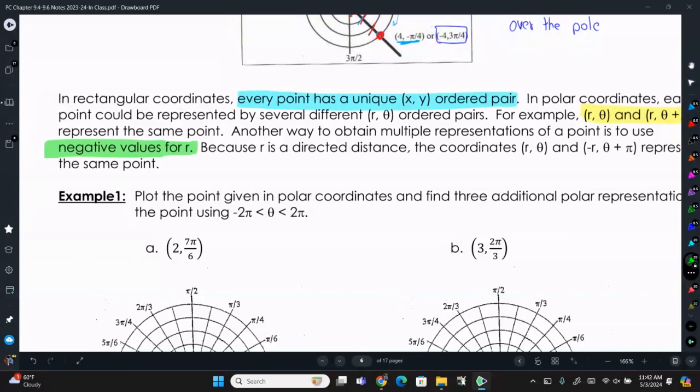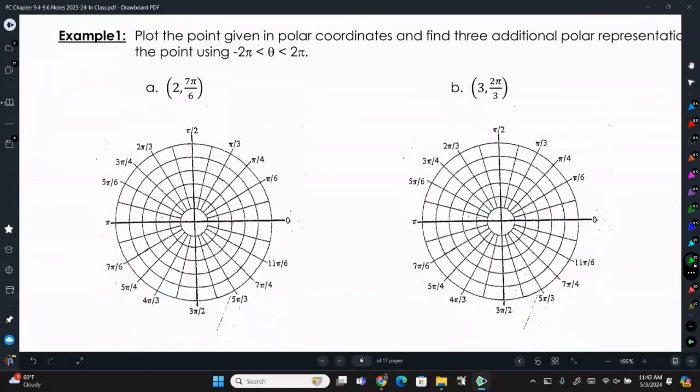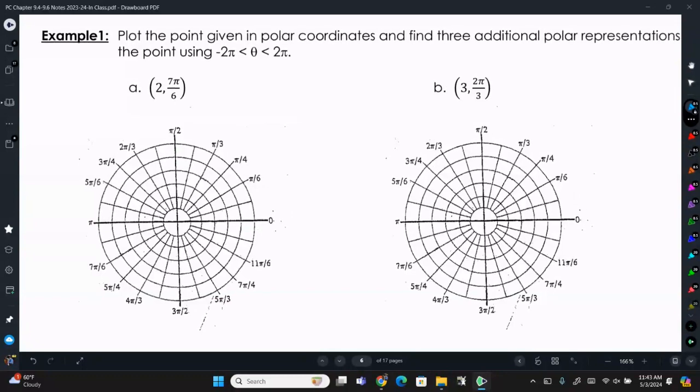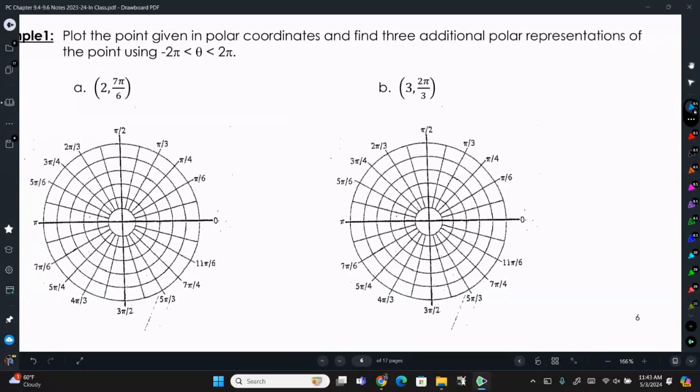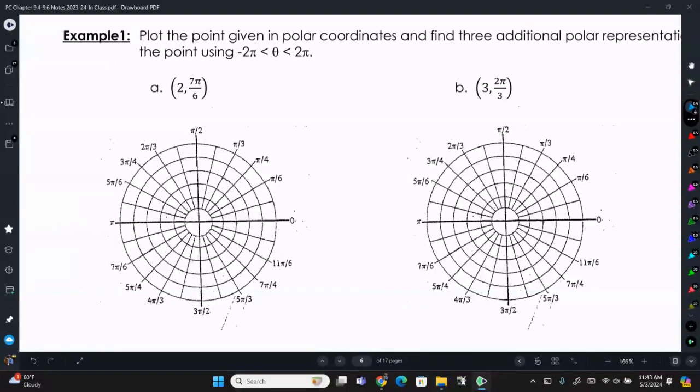So let's look at some examples here. We're given one polar coordinate. We're going to plot it and then find 3 additional polar representations. So 2 comma 7 pi over 6. So we're going to rotate 7 pi over 6, which is right here, and then we're going to go out 2 units from the pole. So 1, 2. This is where that would be. So now we've got to figure out additional points that give us that same ending location.